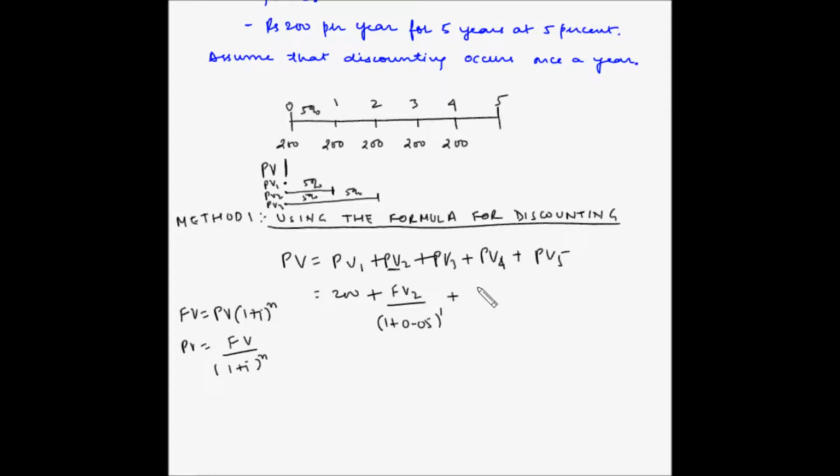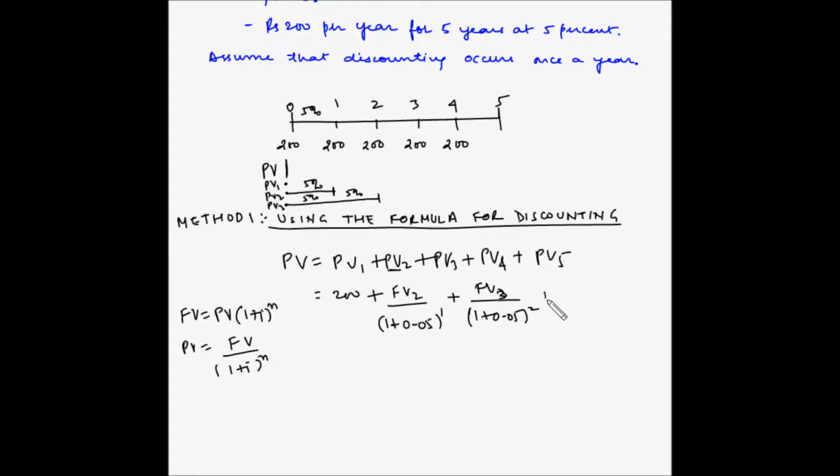Plus PV3 will become FV3 divided by 1 plus 0.05 to the power 2, plus FV4 divided by 1 plus 0.05 to the power 3, plus FV5 divided by 1 plus 0.05 to the power 4. Now I hope you understand why this is 4.